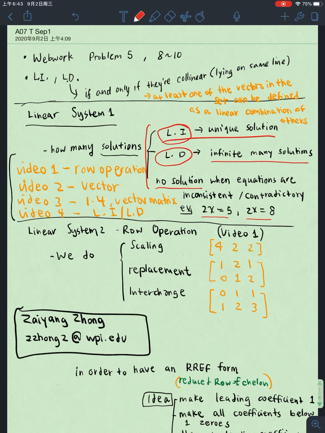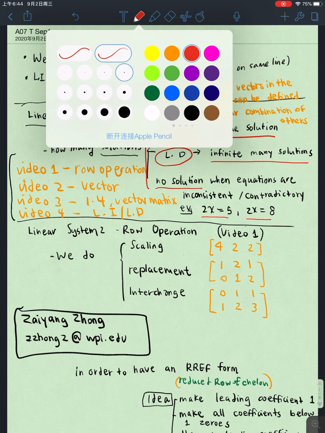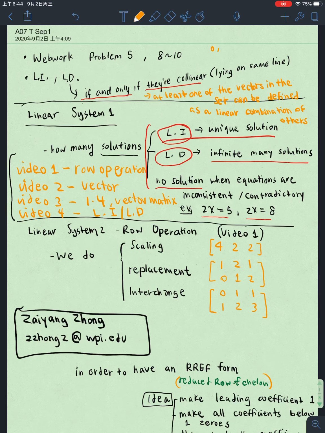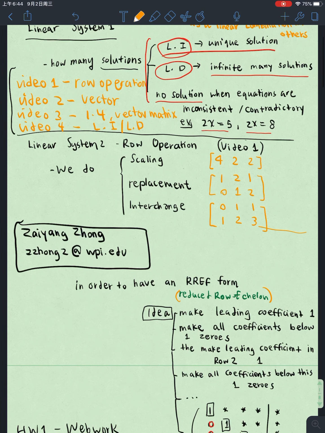And what does linearly independent mean? Why is it important? The thing we need to know is that the matrix is linearly dependent if and only if the vectors are collinear, which means they are lying on the same line. It also means that at least one of the vectors in the set can be defined as a linear combination of the others.